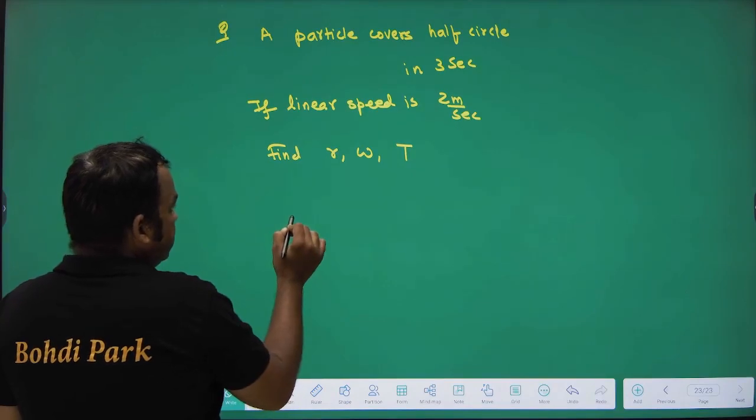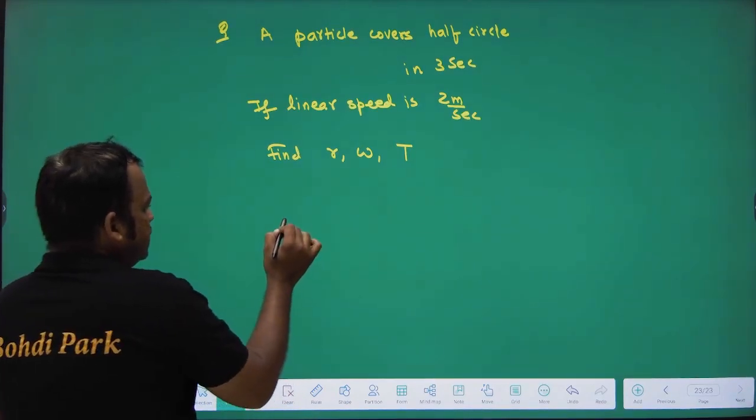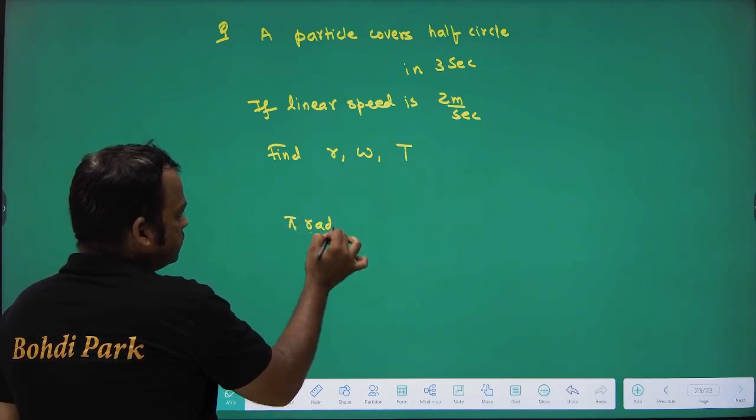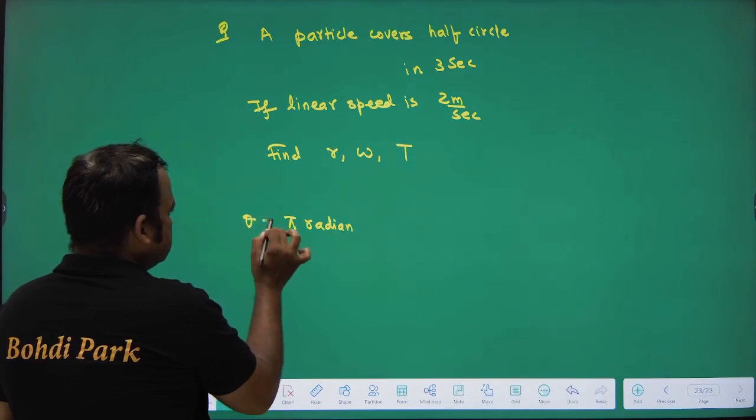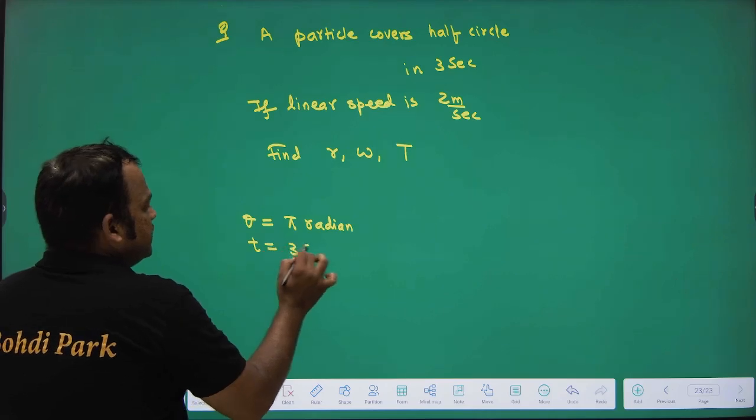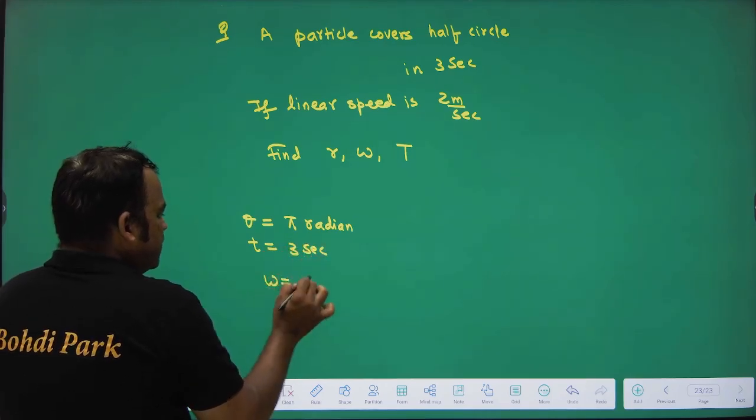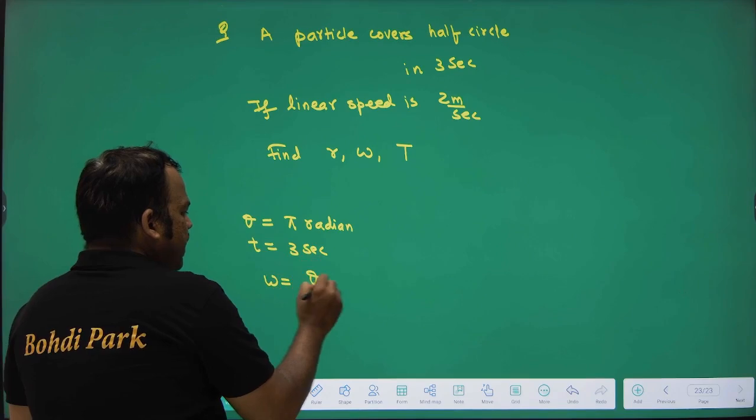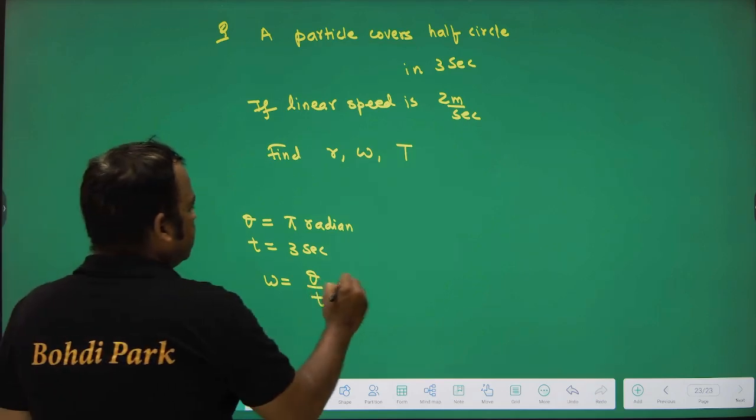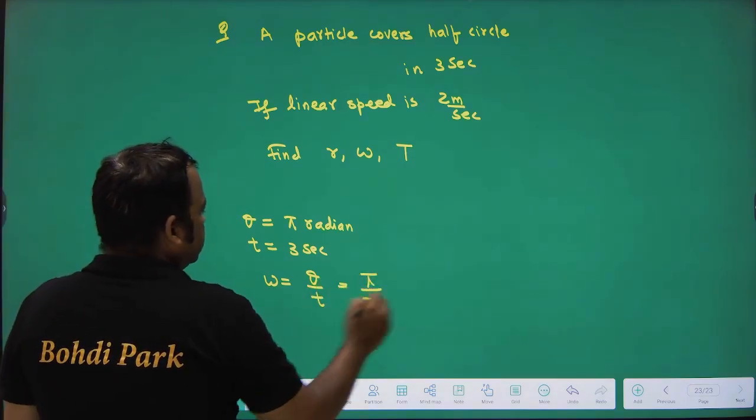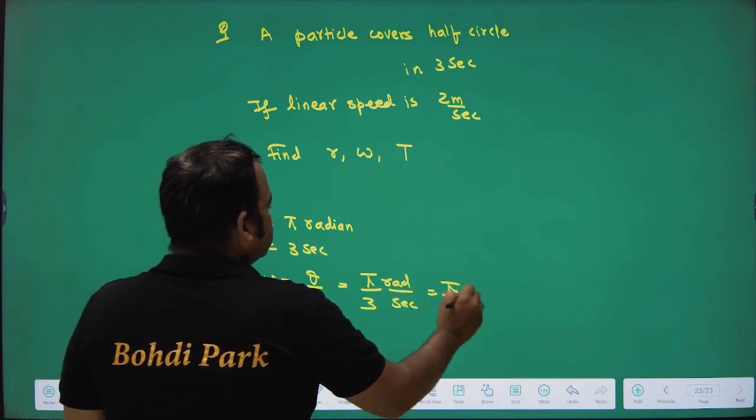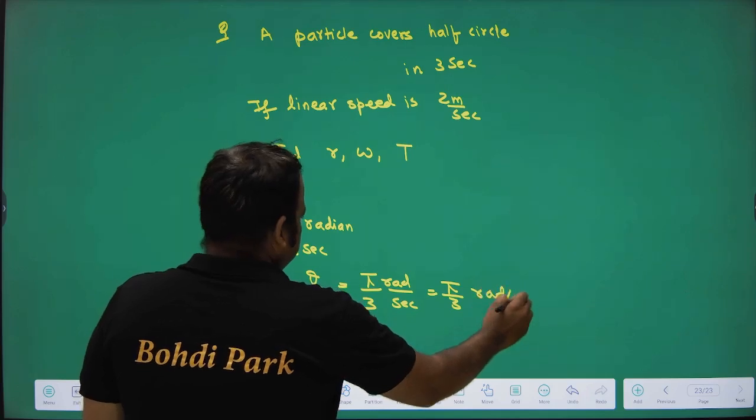So half circle means the angle covered will be pi radian, and time taken is given as 3 seconds. So we know that angular speed is equal to angle covered by time taken. So we have angle covered pi, time taken is 3. So angular speed is pi by 3 radian per second.